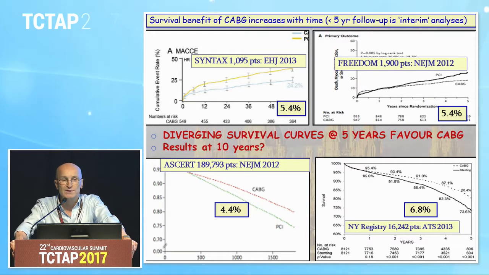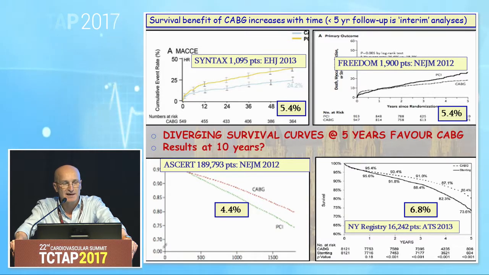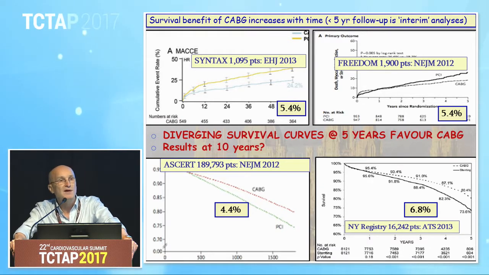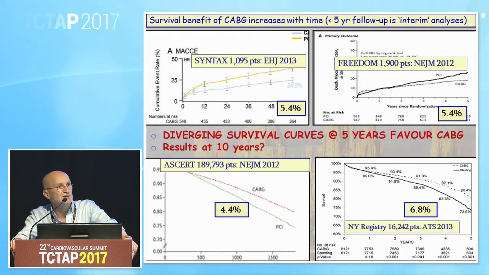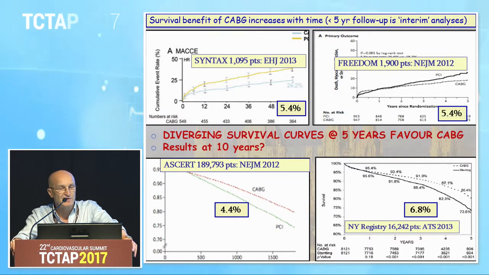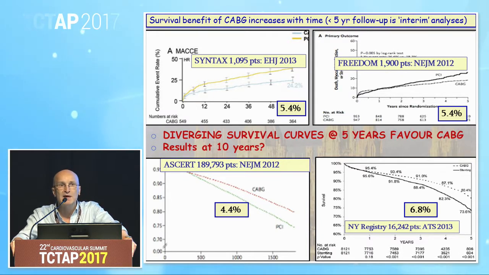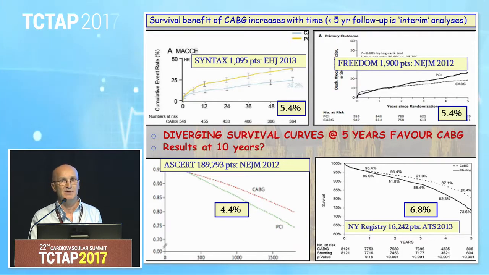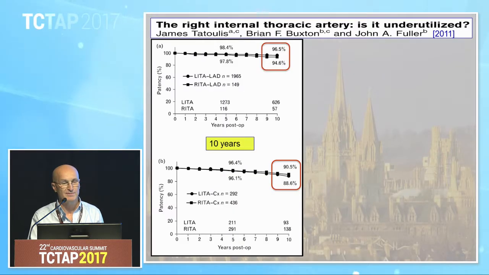In terms of the importance of survival, it's shown in the following slides. Whether we look at the randomized trials like Syntax or Freedom, or the large propensity match registries like ASSERT and the New York registry, we can see that there is continuing divergence of survival curves at 5 years, suggesting at 5 years we're still underestimating the true benefit of CABG. And if you followed these out to 10 years, we'd see just how superior CABG is over the longer term.